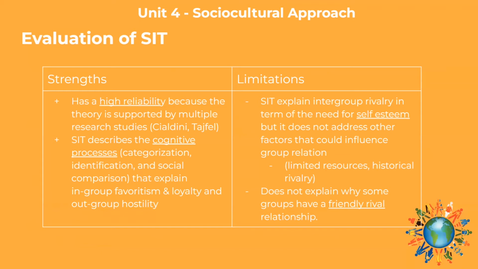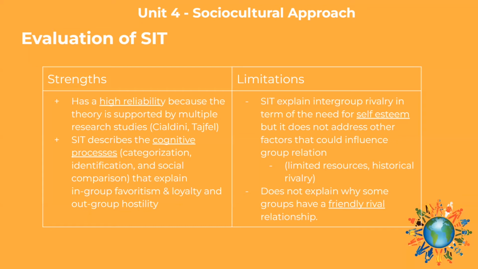These two factors could explain why people are involved in conflicts, but the SIT just states that the reason why we show hostility against another group is because we need self-esteem. And another limitation is that this does not explain why some groups have friendly rival relationships, because this theory assumes that we tend to like our group more and show hostility towards the out-group because we view ourselves as better. However, there are groups out there that are involved in friendly rival relationships, and this theory just does not explain or support this.